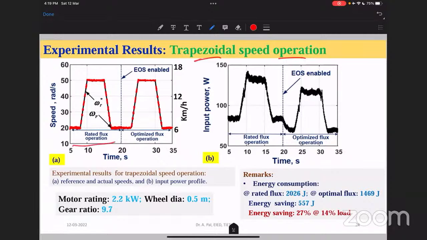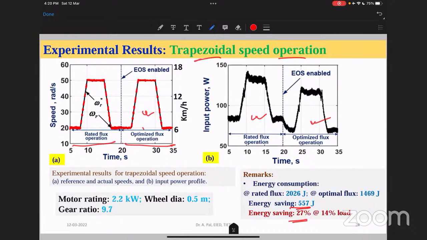Initially the machine is operated for the first 25 seconds at rated flux conditions. So this is the power profile for the first 25 seconds. This is the power consumption. Later, from 25 to 35 seconds, that means for the later 15 seconds, it is operated at optimized flux condition. So this is the power requirement in this case. So this is the energy savings, and efficiency is improved in this case also.